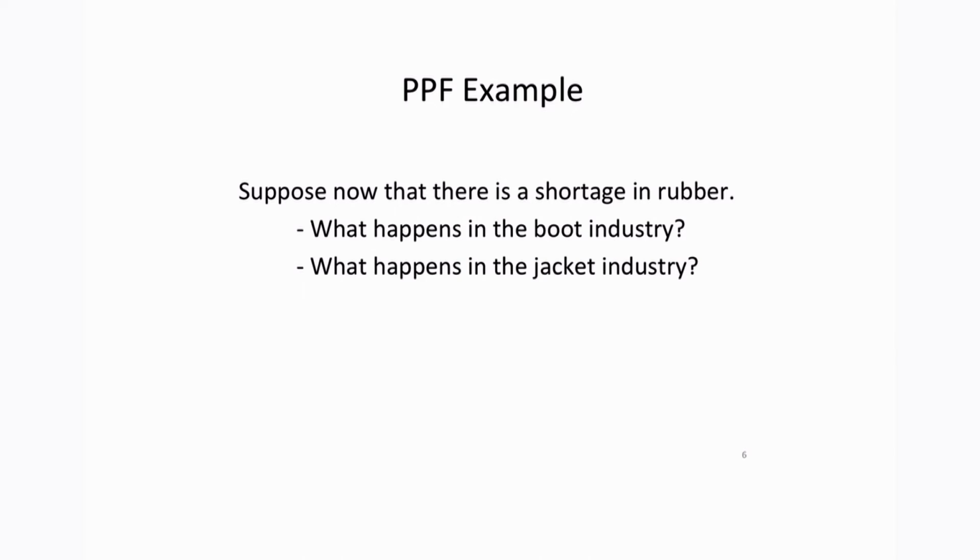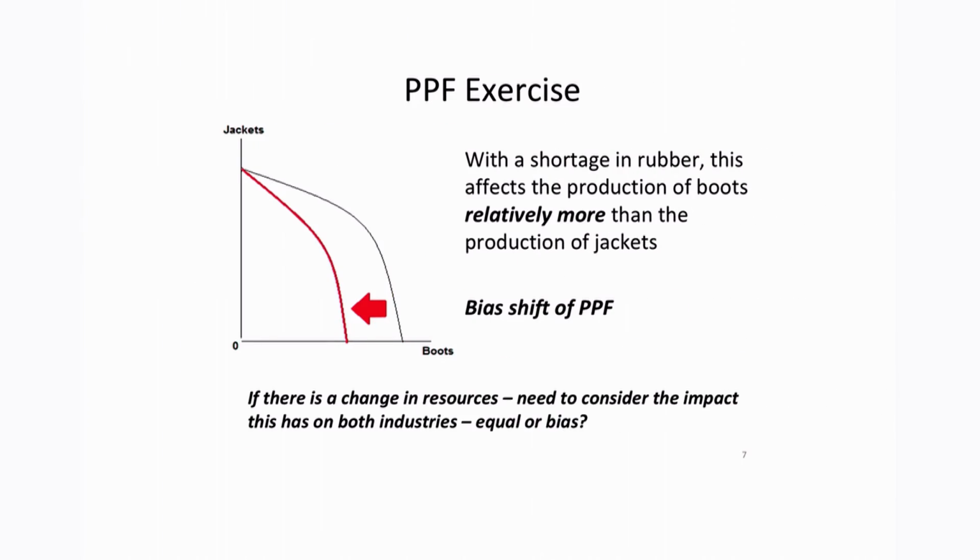For example, rubber. So if we have a shortage in rubber, what we observe is that we have a biased shift of the PPF curve. At the maximum, boots will be more heavily affected by this change in available rubber than jackets will. We see that at the maximum, we move from a point such as point A to a point such as point B. So that if all of our resources are going to the production of boots, at the maximum, we can produce fewer boots if we have less rubber available.